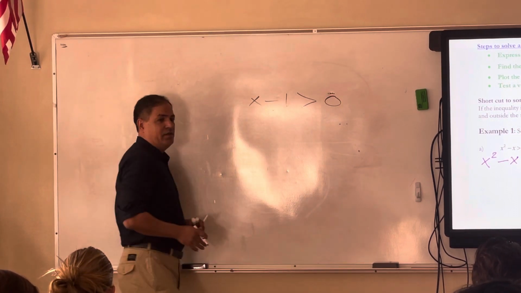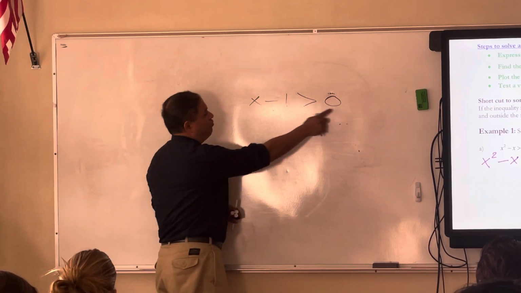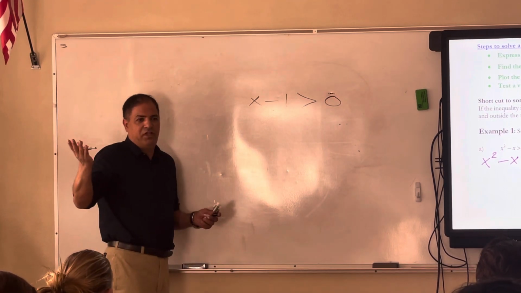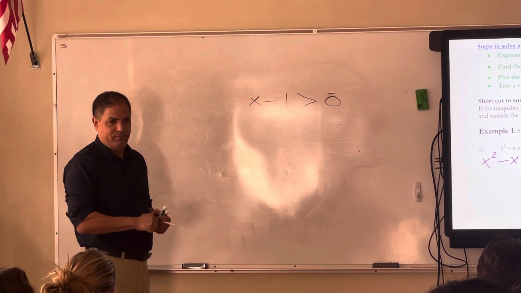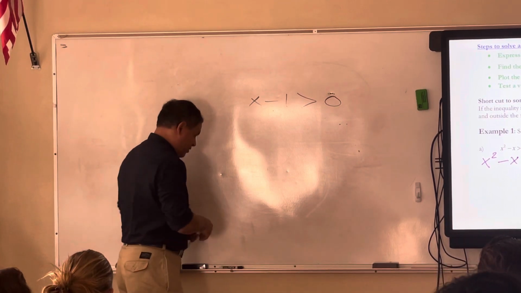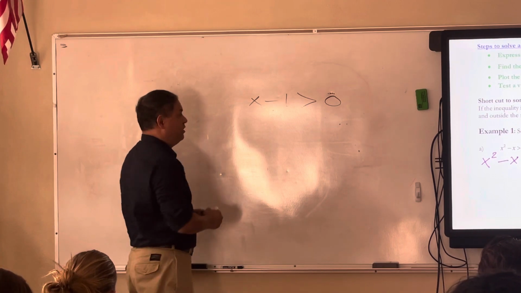Solving this inequality would just require adding 1 on both sides. So you say x greater than 1, correct? But I don't want to do that. To explain why the zeros are important, I'm going to do something different.